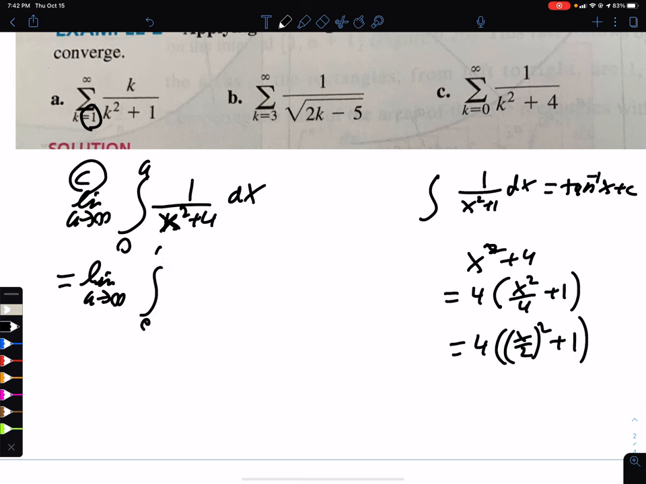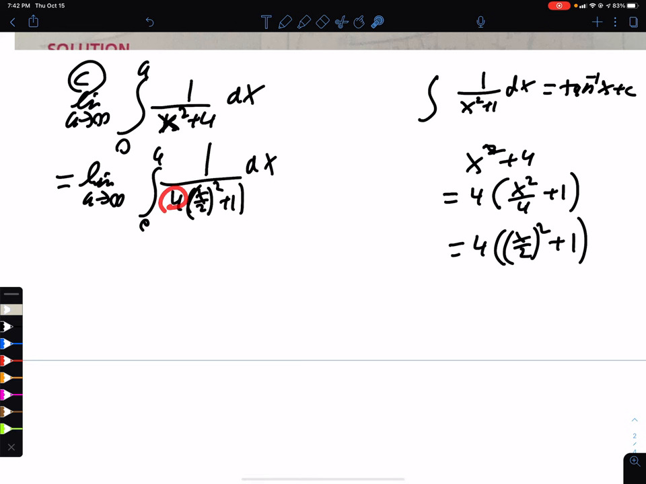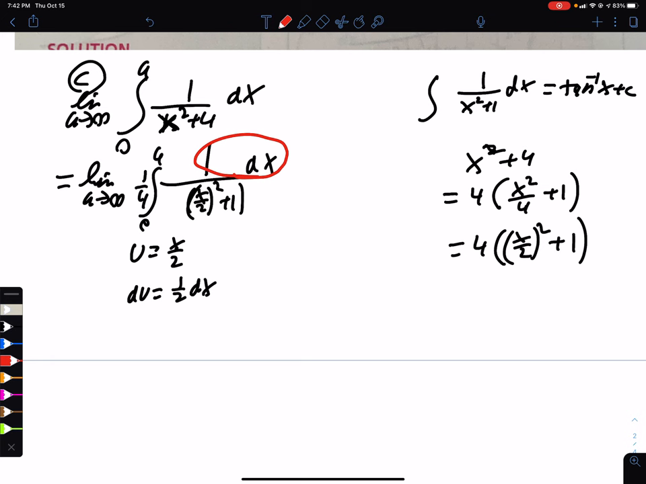So the integral from 0 to a of 1 over 4 times (x over 2) squared plus 1 dx. Now this 4 is a constant. I'm just going to pull it out in front. And then we have that. Now we're so close to that, but we have x over 2. That's a u sub. u is x over 2, du is 1/2 dx. And here's our question. Do we have a 1/2 dx here? We don't. But now we do.